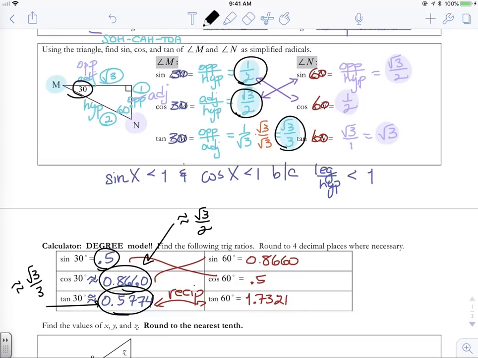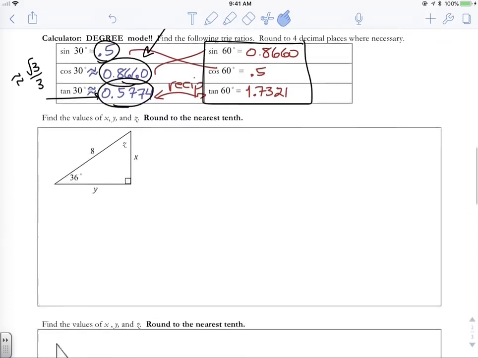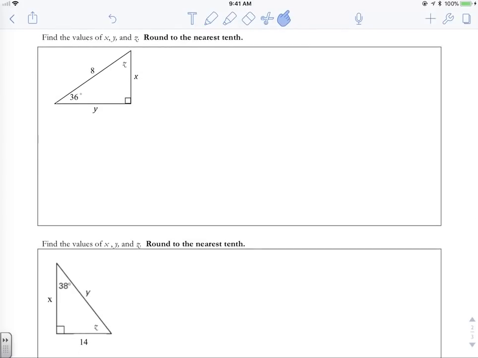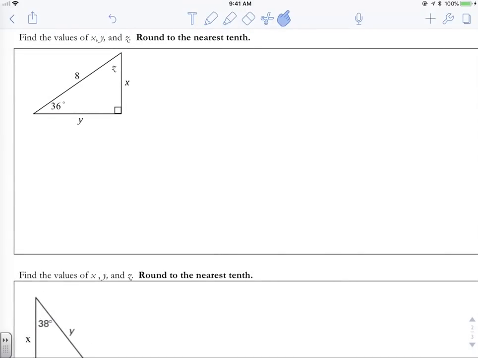30, 60, and 45 are the special angles for which you can use a special right triangle to give the sine, cosine, and tangent values. So if it were any other angle measures, you would use your calculator. So you can see from the problem above, sine, cosine, and tangent of 60 could also be found.